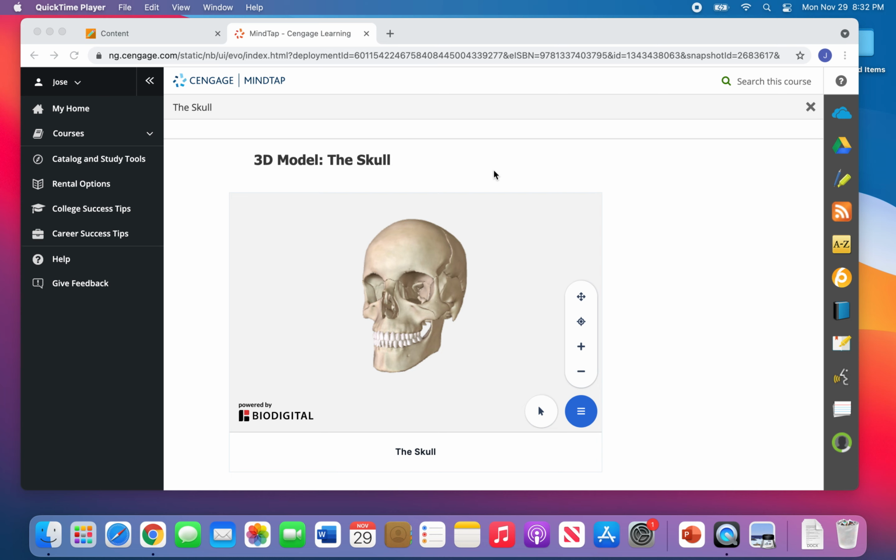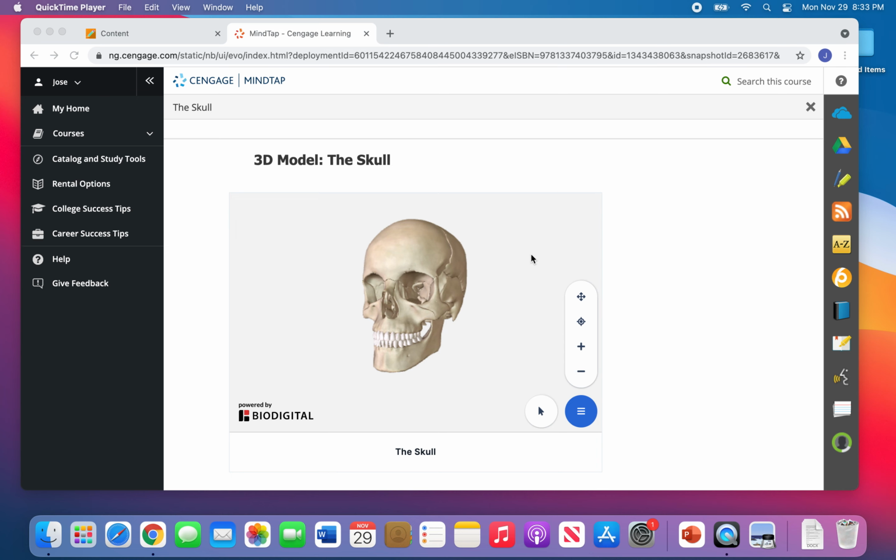So today we're going to be looking at the human skull, which is part of the axial skeleton. The skull can be divided into two regions, the cranial and facial bones. We have 8 cranial bones in the skull and 14 facial bones in the skull as well.